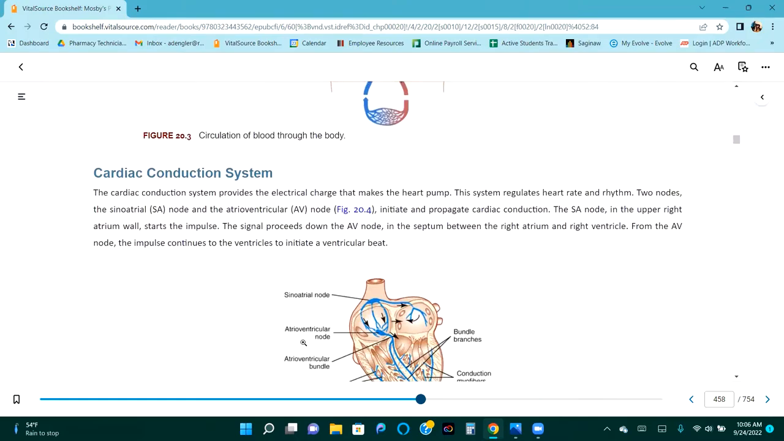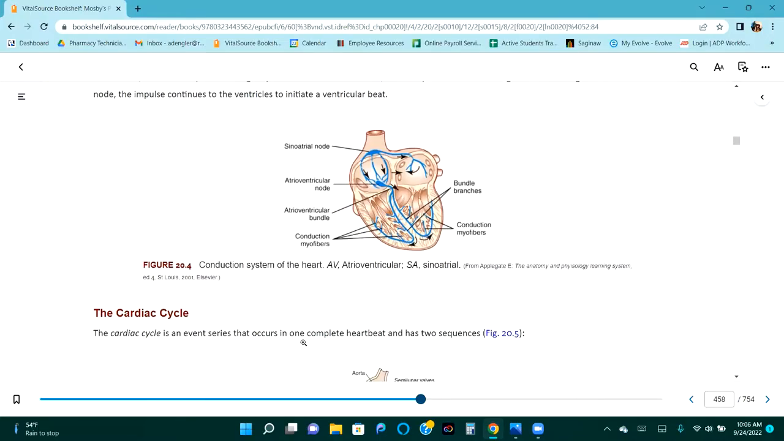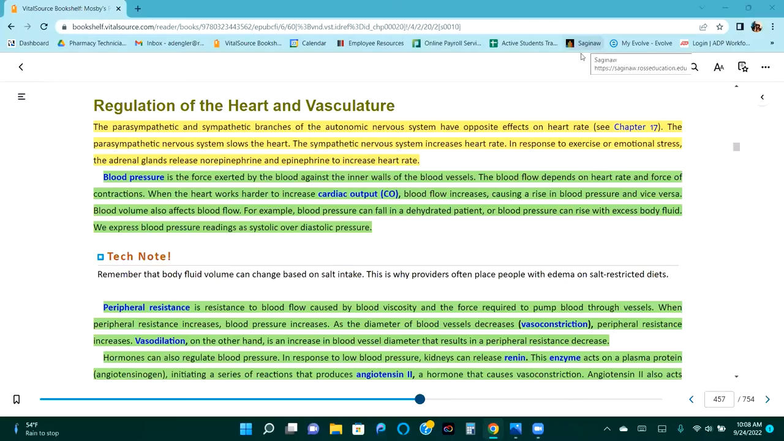The cardiac conduction system provides the electrical charge that makes the heart pump. The system regulates the heart rate and rhythm. The parasympathetic and sympathetic branches of the autonomic nervous system have opposite effects on the heart rate. The parasympathetic nervous system slows the heart. The sympathetic nervous system increases heart rate. In response to exercise or emotional stress, the adrenal glands release norepinephrine and epinephrine to increase the heart rate.